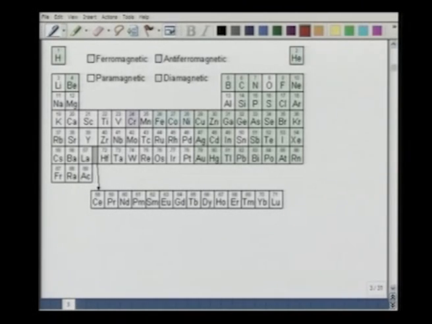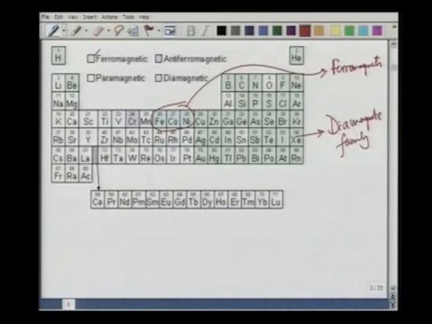Diamagnets are seen here. For example, this is the blue color. So these are my diamagnets: iron, cobalt, and nickel. And obviously, sorry, these are ferromagnets. I was wondering what mistake I am making. I will come to that later. The diamagnets are what are labeled in green, and you see a whole lot of them. Except for oxygen and strontium, you have the diamagnetic family, including of course hydrogen, beryllium, and helium.